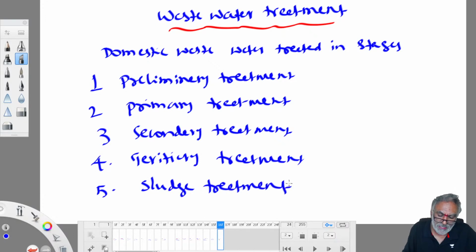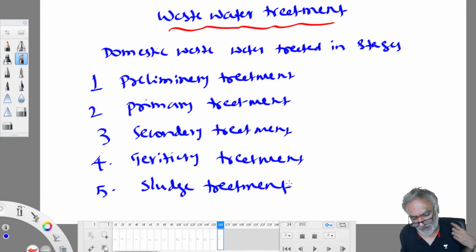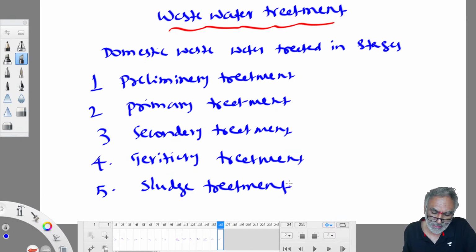Tertiary treatment we normally don't employ in India. We stop at secondary treatment. If recycling and reuse of sewage is required, then people go for tertiary treatment. Just for disposal, you can stop at secondary treatment. If you want to reuse and recycle wastewater, then tertiary treatment is also given to wastewater.